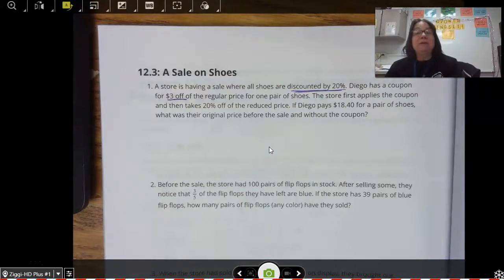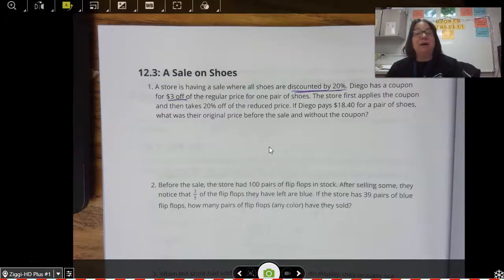So the store first applies the coupon and then takes 20% off of the regular price. If Diego pays $18.40 for a pair of shoes, what was their original price before the sale and without the coupon?